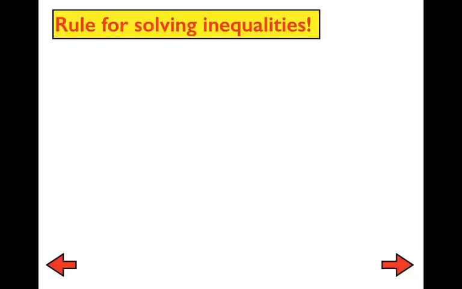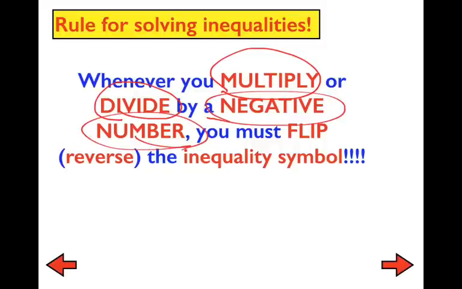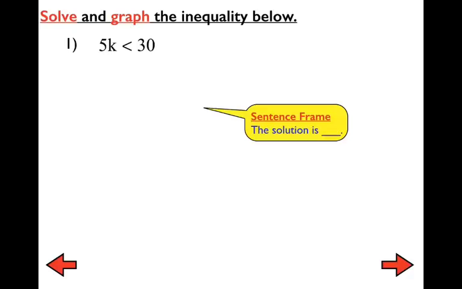Well, there's a rule when we are solving any type of inequality, and the rule is this. Whenever you multiply or divide by a negative number, you must flip, or sometimes we can phrase that as reverse, the inequality symbol. So the only time that you will flip or reverse the inequality symbol is, once again, if you multiply or divide by a negative number. Not just multiply, not just divide, multiplying or dividing by a negative number. That's the only time that you will end up flipping or reversing the inequality symbol.